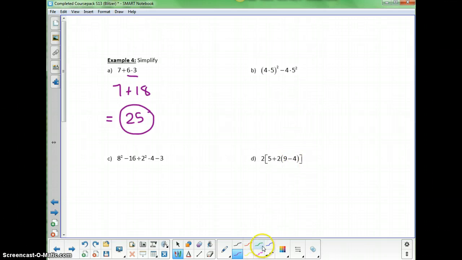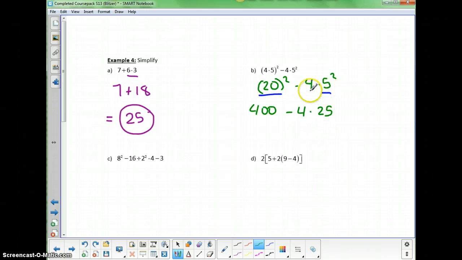There are a pair of parentheses, so we'll do those first. 4 times 5 is 20, squared, minus 4 times 5 squared. So I took care of all of my parentheses. Now we're going to go for the exponents. There are 2 of them. The first one first, 20 squared is 400. 20 times 20 is 400. Minus 4 times 5 squared is 25.